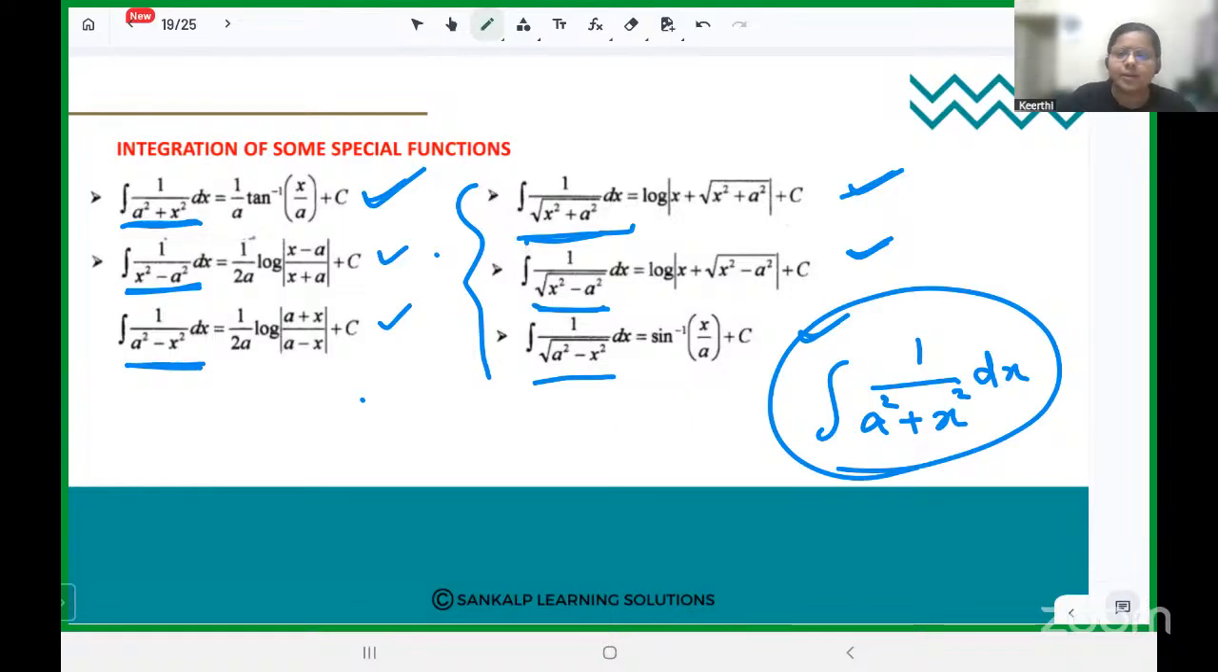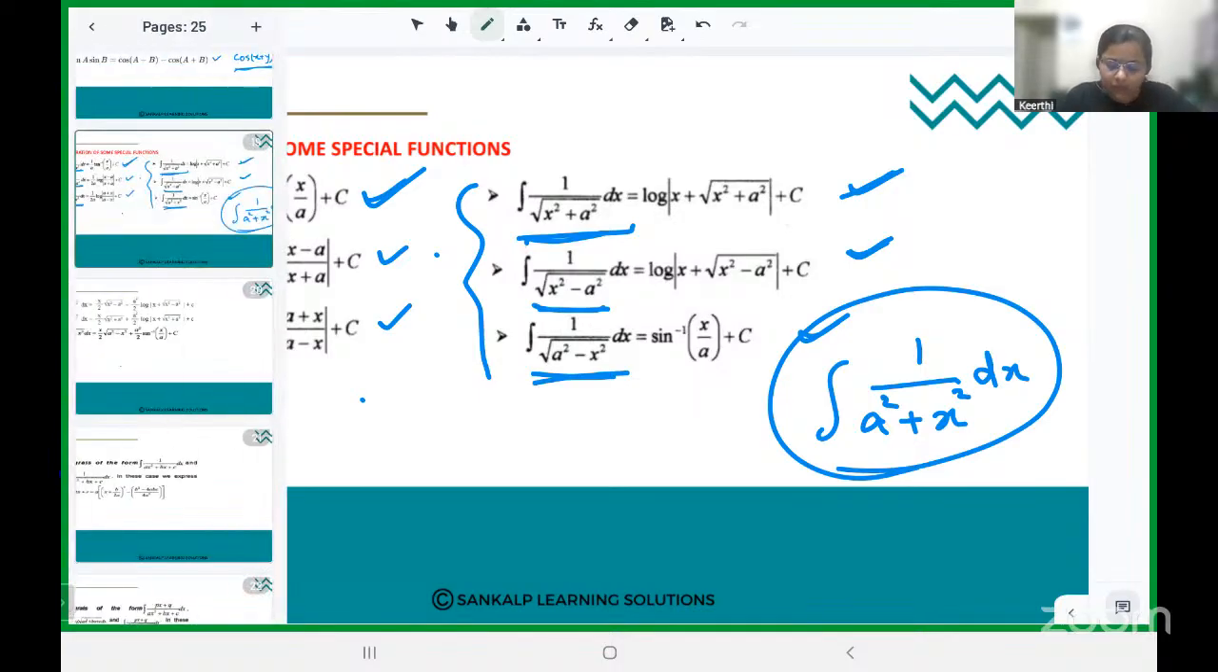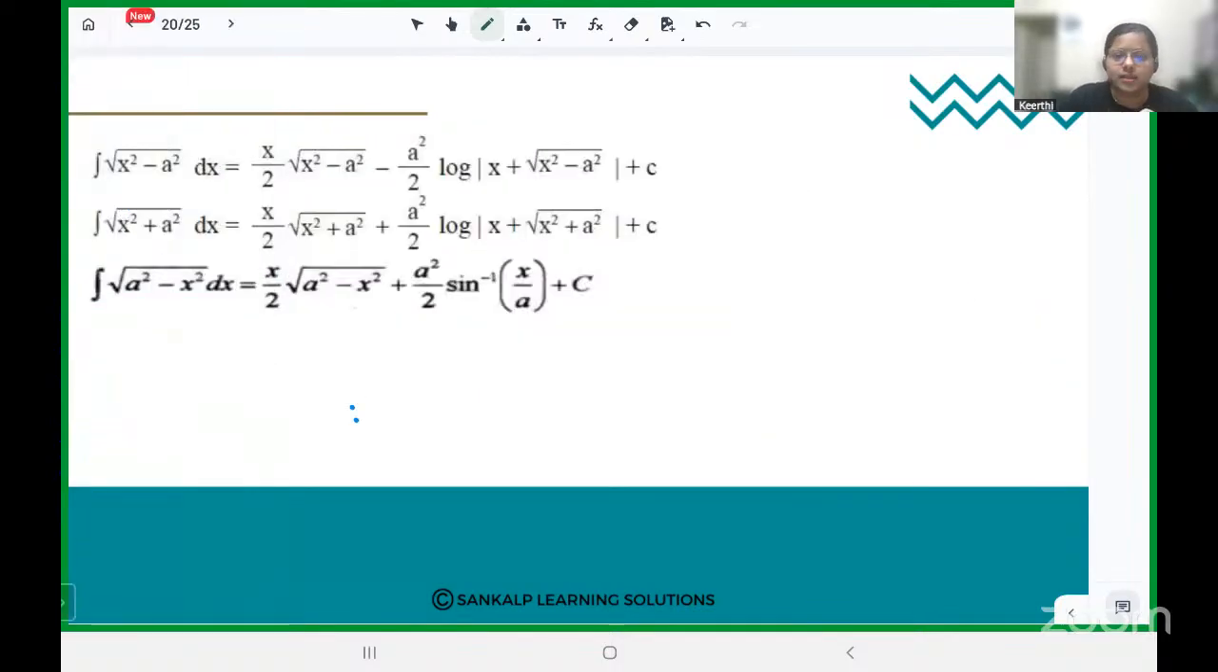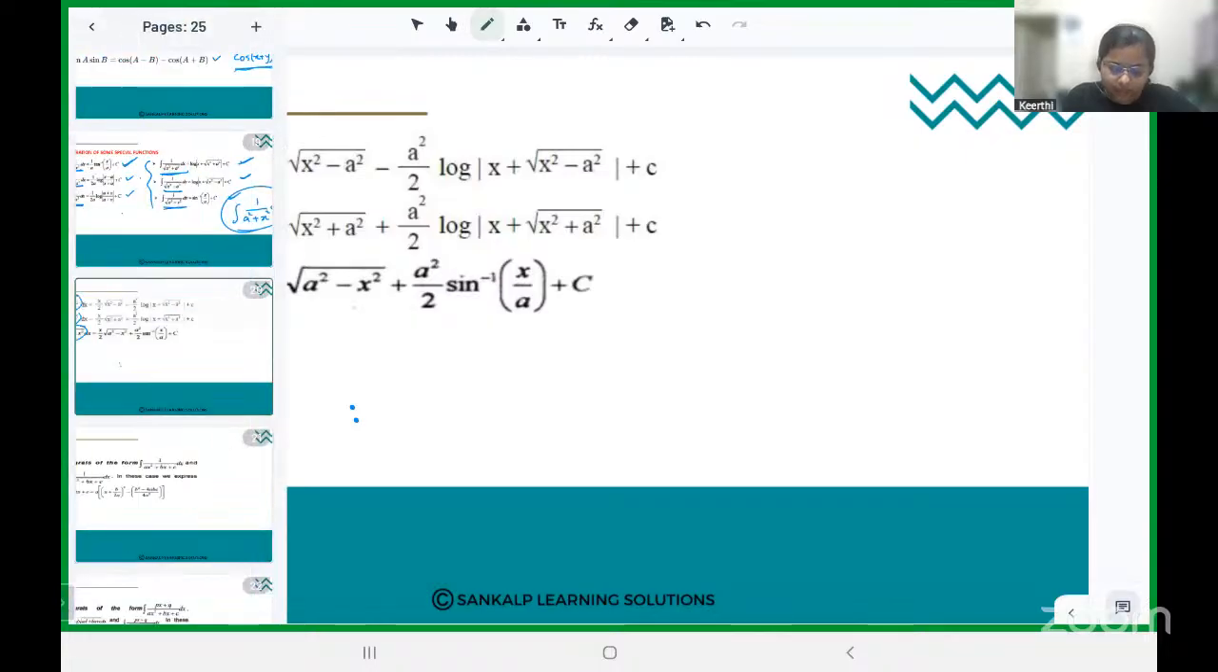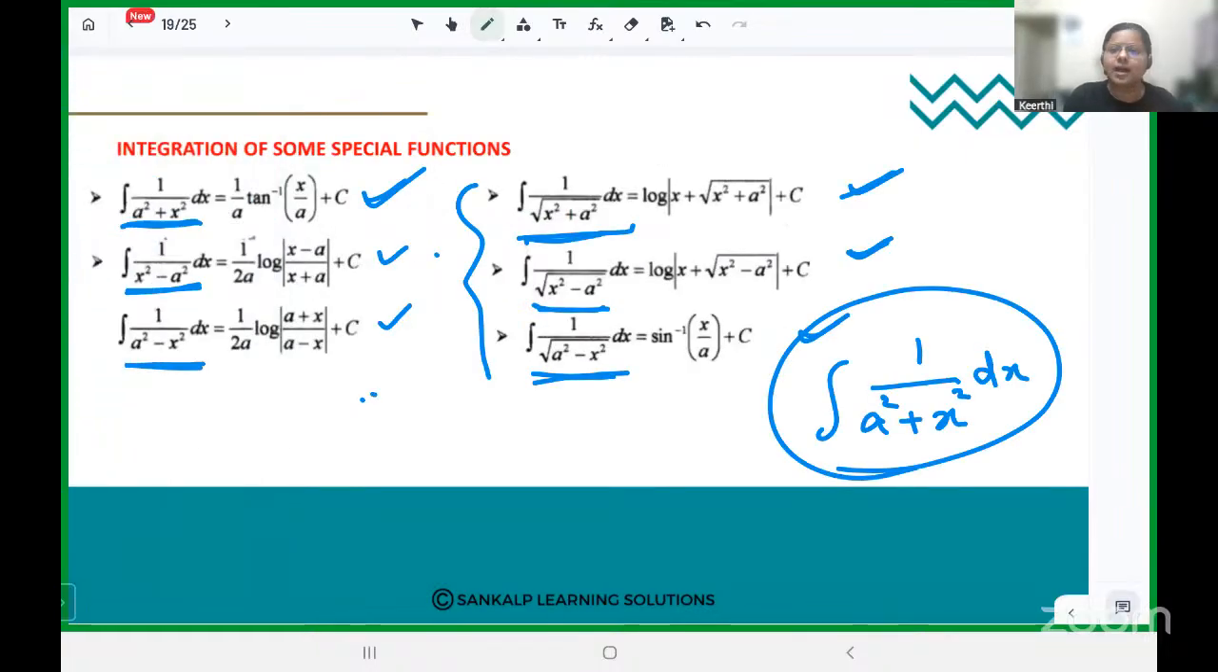This is a square minus x square, and this one is root of a square minus x square. Now we'll take the other 3 also. Now see this. Is there any connection here? It is not of the form 1 by a form. This is just integral root of x square plus a square, integral root of x square minus a square, and integral root of a square minus x square. So we'll club these 9 formulas together and we'll study it.